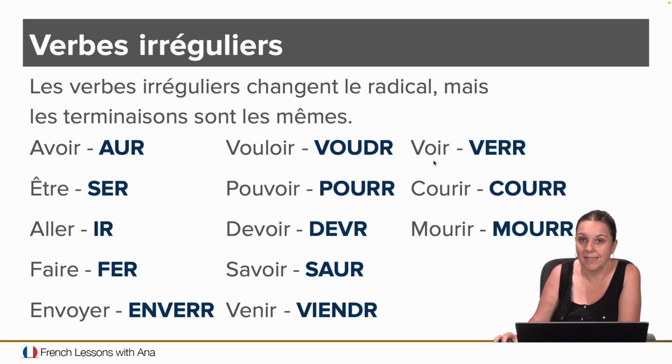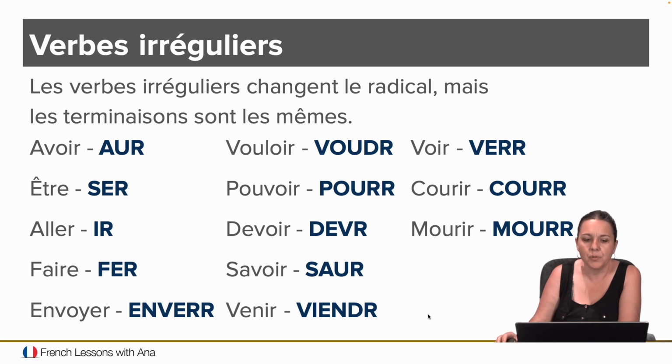Voir, to see, becomes verr. But notice there's also a double R here. Je verrais, tu verrais. So double R. Courir, to run, also has a double R. Okay? So C-O-U-R-R. And the verb mourir, to die, also has a double R. M-O-U-R-R. Okay? Mourr.